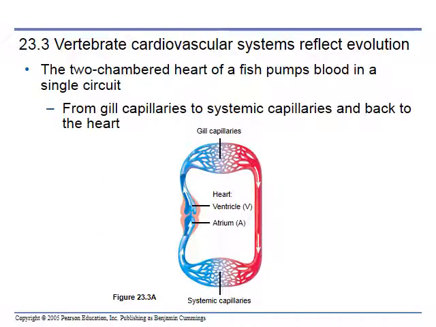All right, vertebrate cardiovascular systems reflect evolution. So in a fish, you have a very simple two-chambered heart. It's going to take blood from the heart to the gill capillaries, where it's going to pick up oxygen. Then it goes to the systemic capillaries, where it's going to go to the tissues of the fish, and then back around. Very simple, and again, the fish heart doesn't have to fight gravity. It just has to move blood around.